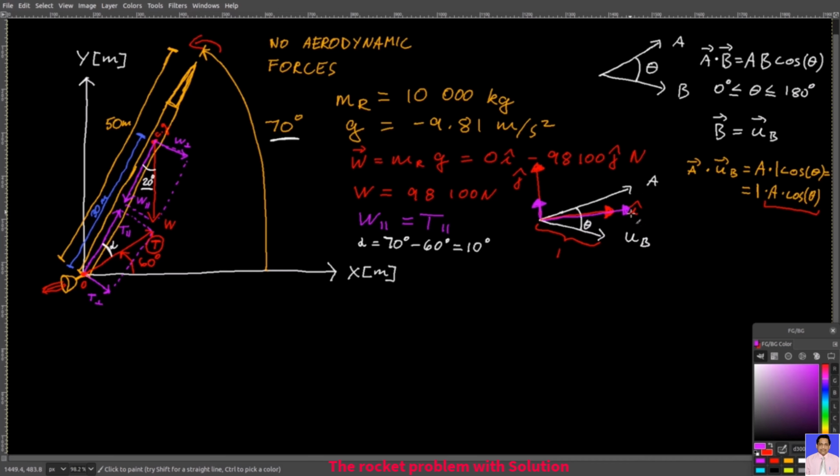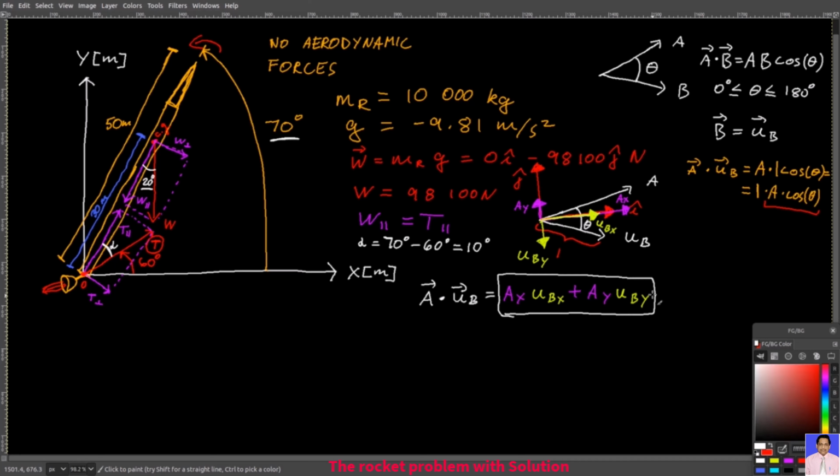So one will be in the I direction, so this is your AX, and the other one will be in the J direction, so this is AY. And you do the same thing with this general unit vector. So this one is UBX, and this one is UBY. And so using this Cartesian dot product formula, you can write it out like this: AX times UBX plus AY times UBY. And without knowing the angle between these two vectors, you can obtain this dot product.